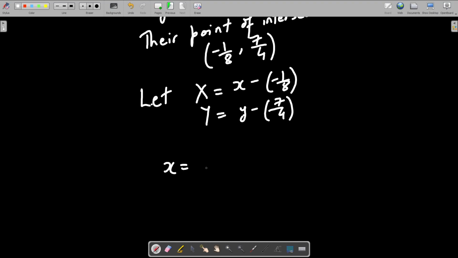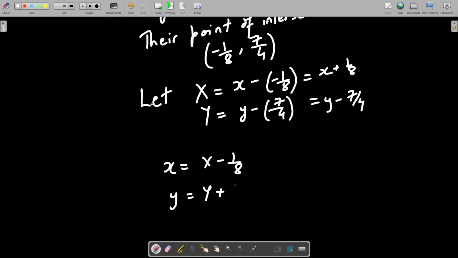What is small x? Small x will become capital X minus 1 by 8. This is actually x plus 1 by 8, and this will become Y minus 7 by 4. And small y will become capital Y plus 7 by 4, taking the terms on the other side. Many people make a mistake at this stage because here it is coming with a plus and here it was with a minus. So they write the plus sign here and then make this minus, which will give you a wrong answer after some time.